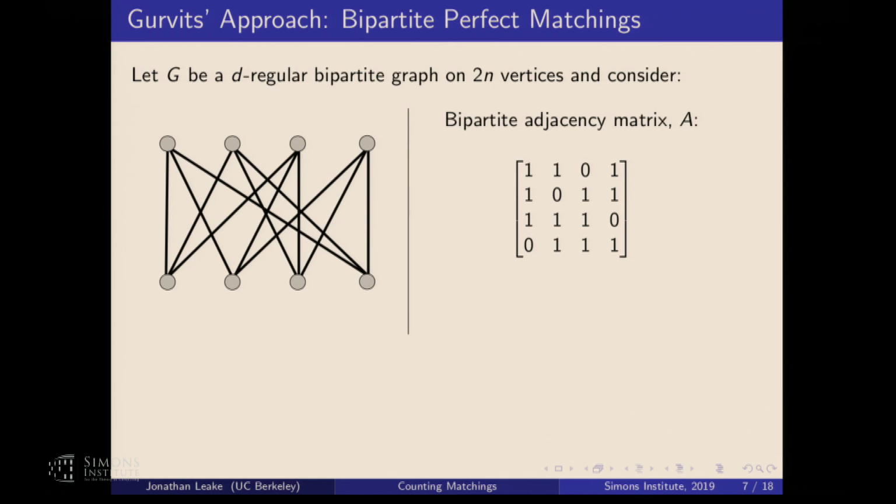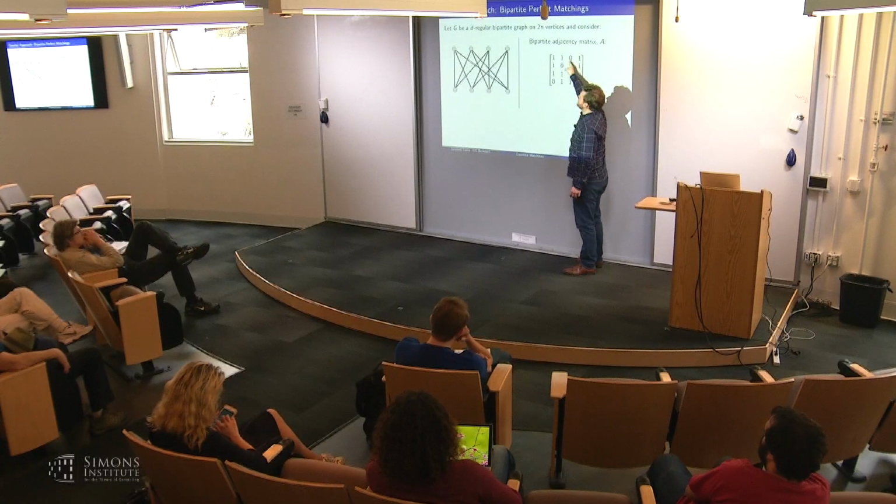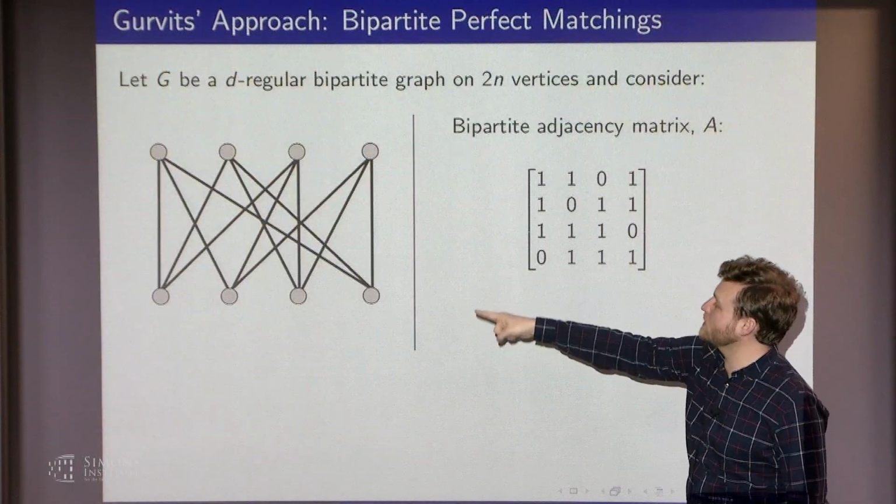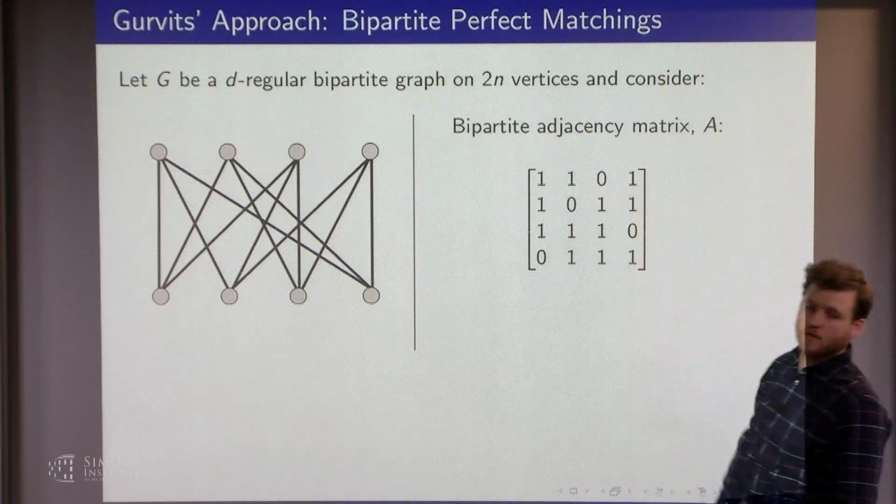Okay, and you can construct this bipartite adjacency matrix by basically associating to each row one of the vertices on the top and to each column one of the vertices on the bottom. And for instance, if you look in the first row, this gives you the information of which vertices the first vertex on the top is matched to. So right, it's matched to 1, 2, and 4. That's why you have 1s there.